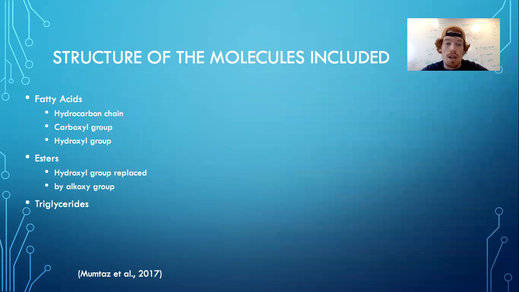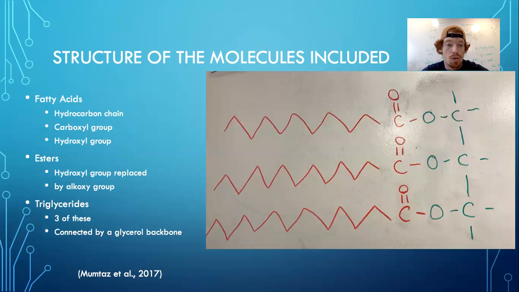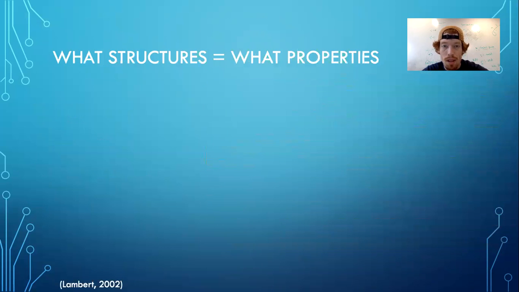All right. And then we have triglycerides, which are these three fatty acids grouped together with that green glycerol chain at the end there. Okay, so what structures equal what properties?